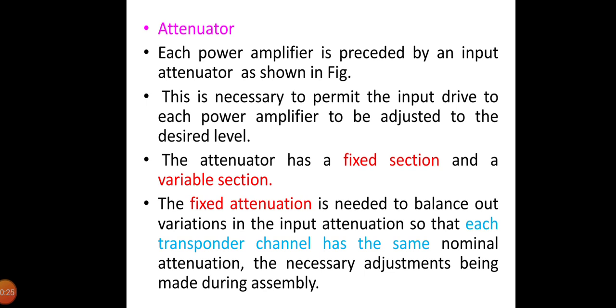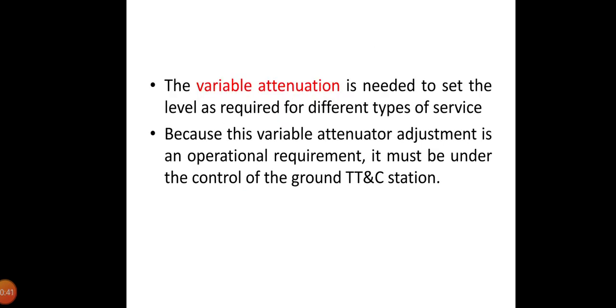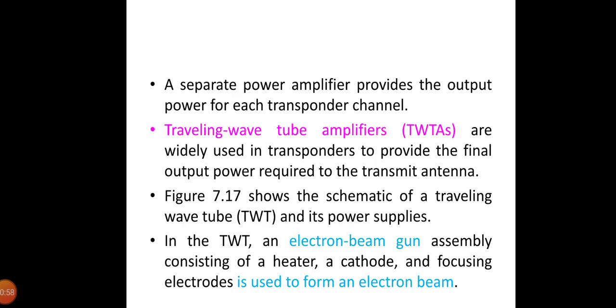The attenuator has a fixed section and a variable section. The fixed attenuation is needed to balance out the variations in the input attenuation so that each transponder channel has the same nominal attenuation, the necessary adjustments being made during assembly. The variable attenuation is needed to set the level as required for different types of service. Because this variable attenuator adjustment is an operational requirement, it must be under the control of the ground TT and C station. And now let us see about the power amplifiers.